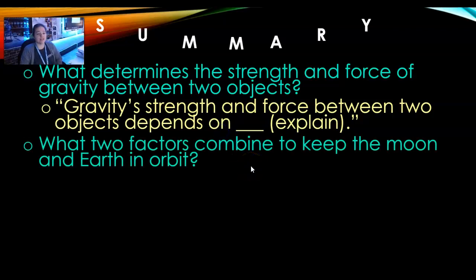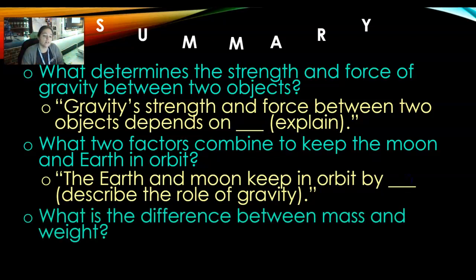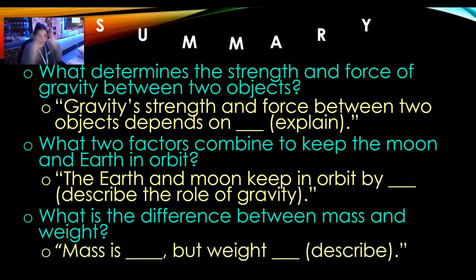What two factors combine to keep the moon and Earth in orbit? The Earth and moon stay in orbit by mass. Because the Earth has more mass than the moon, it's keeping it in orbit. And distance, they don't have that much of a distance compared to the sun. What is the difference between mass and weight? Mass is the amount of you there is, and weight is how much gravity is pulling on you.